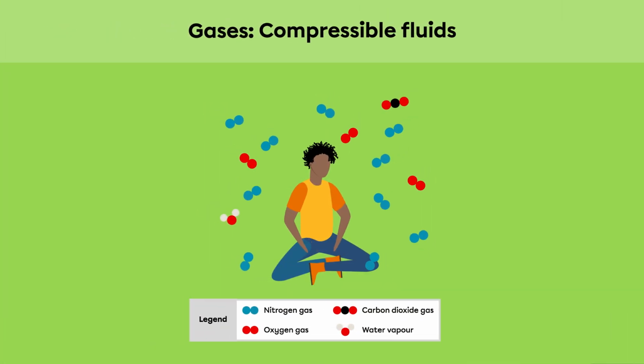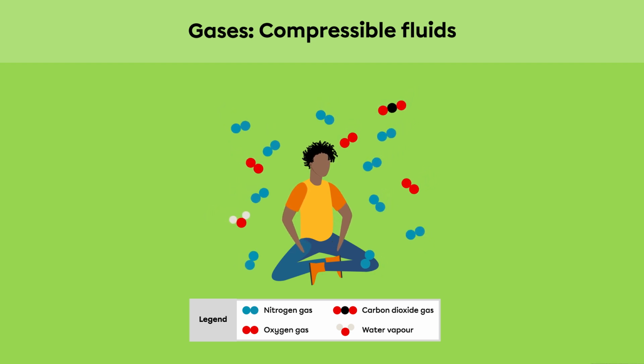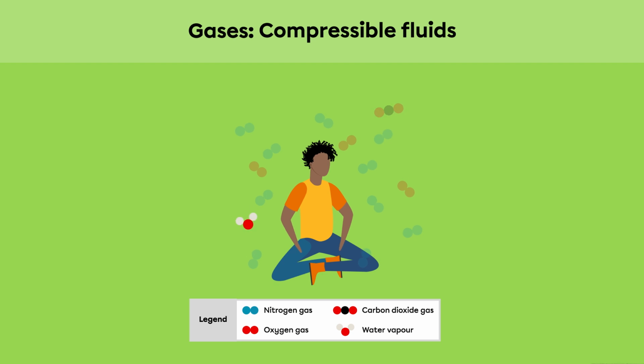Air is an example of a compressible fluid found in the human body. It's a mixture of several gases, including nitrogen, oxygen, carbon dioxide, and water vapor.